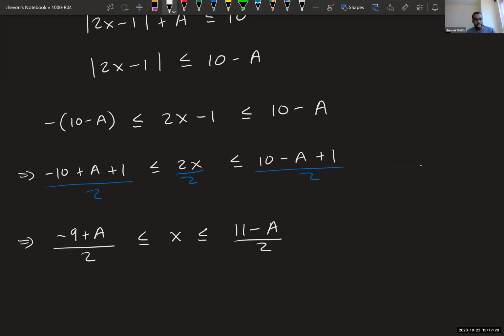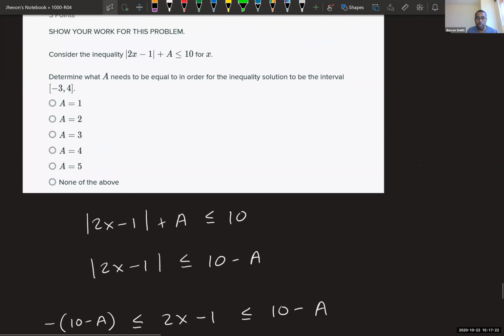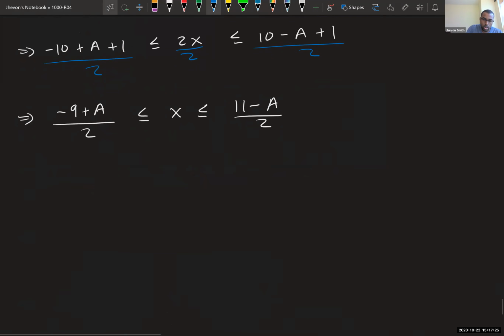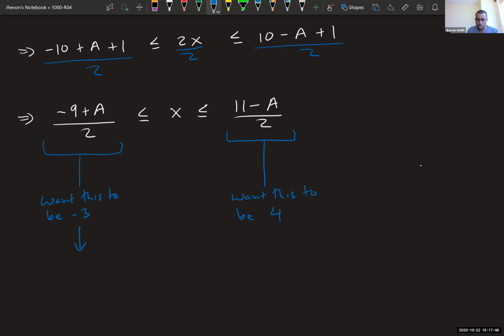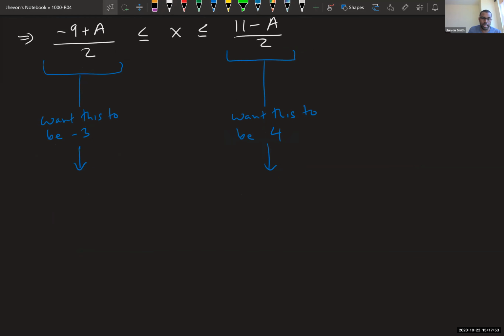And I know what answer I want. It should be minus 3 and 4. So I know I want this to be minus 3. And we want this to be 4. So that leads to 2 equations that, of course, they have to agree with each other. If they don't, it means that there's actually no solution and it was like a none of the above or something.